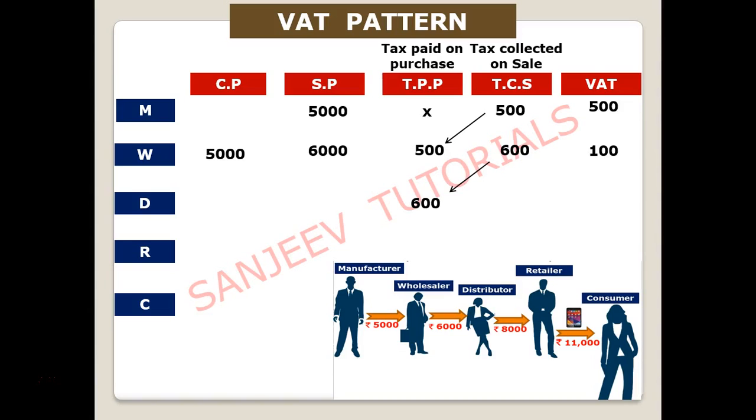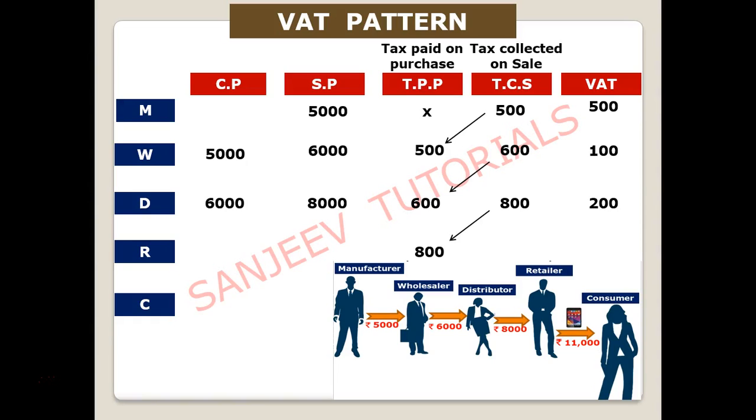Similarly, for the dealer, cost price is rupees 6,000 and selling price is rupees 8,000. He has already paid rupees 600 as tax while purchasing the product from the wholesaler. On sale of the product, he will be collecting rupees 800 as tax from the retailer. So the difference between the tax collected, that is 800 rupees, and 600, that was the tax paid by him on purchase, that is 200 rupees. This 200 rupees goes as VAT to the government.